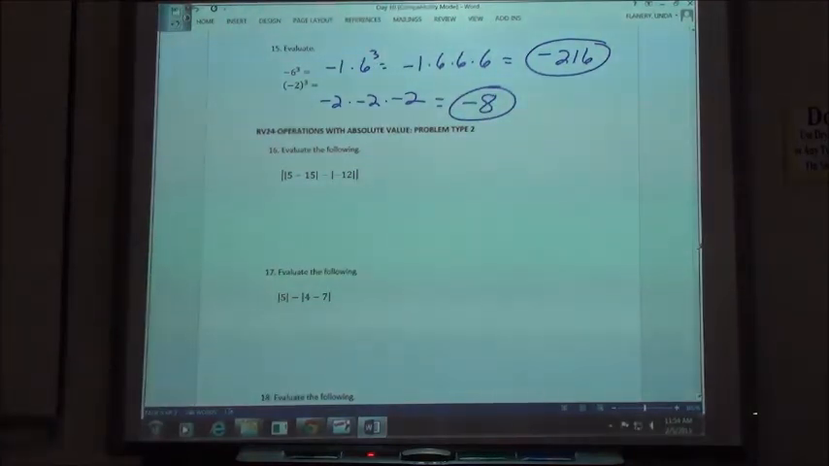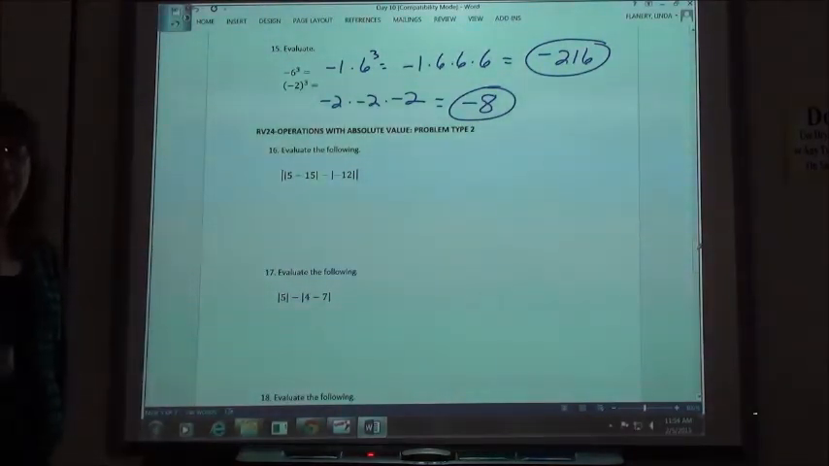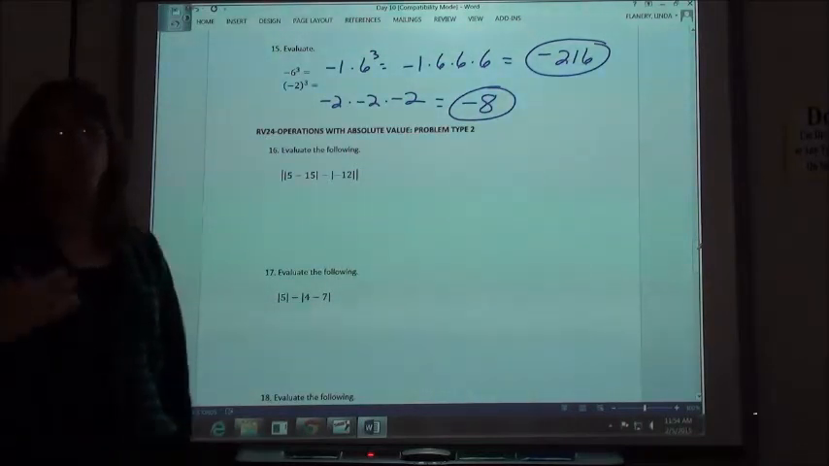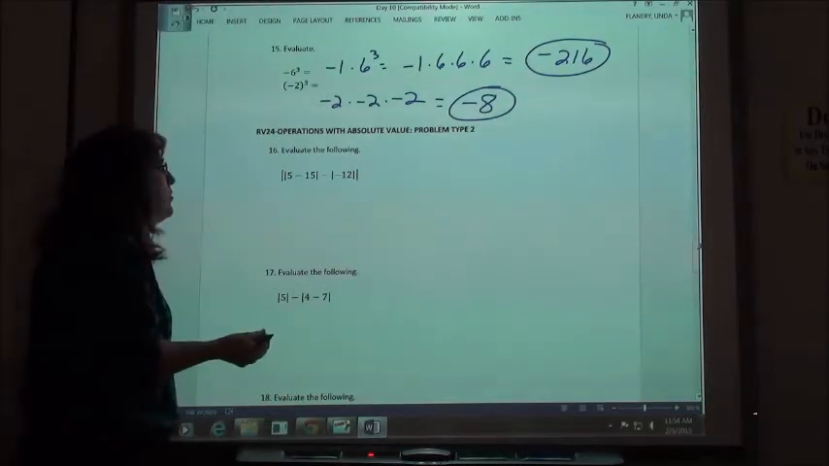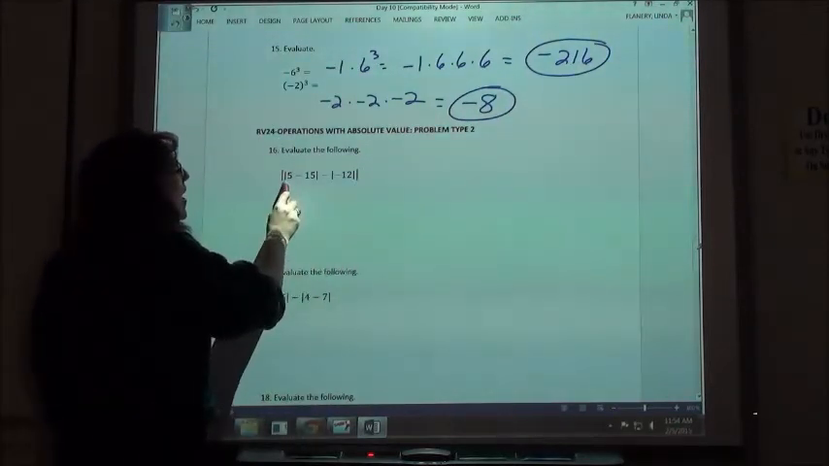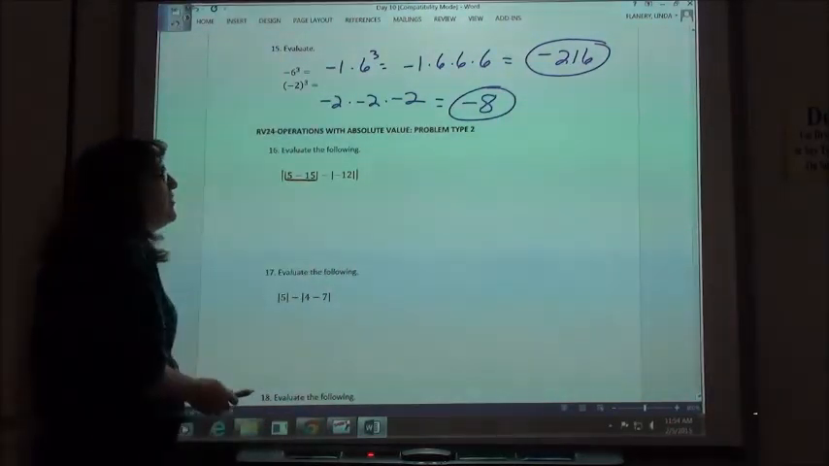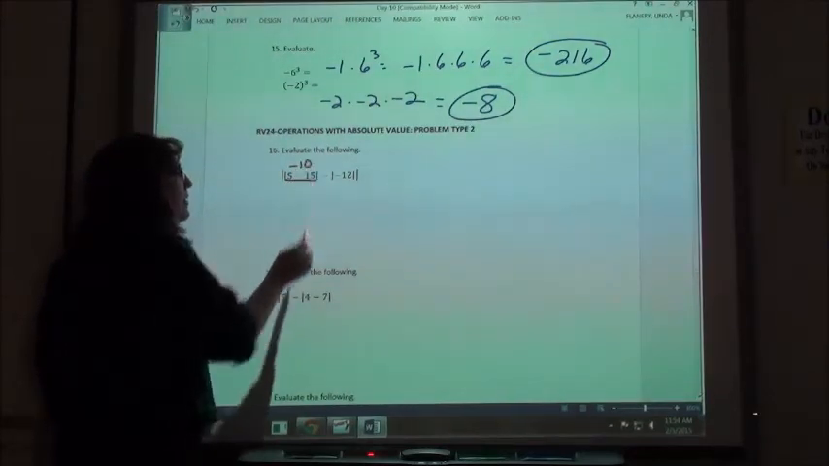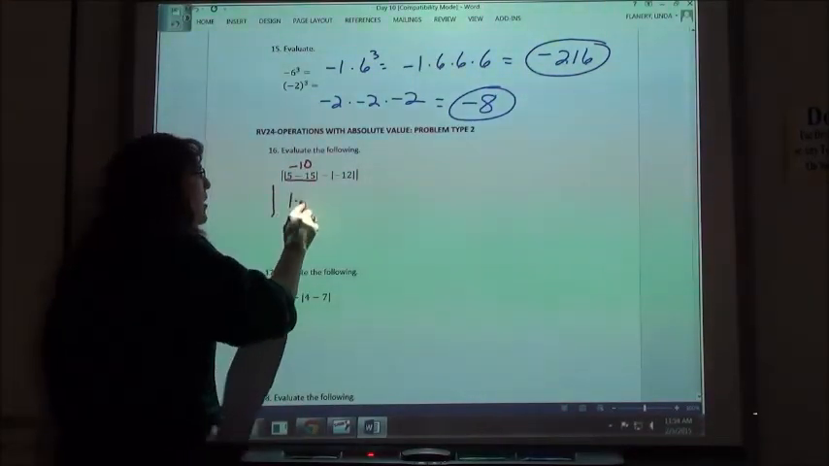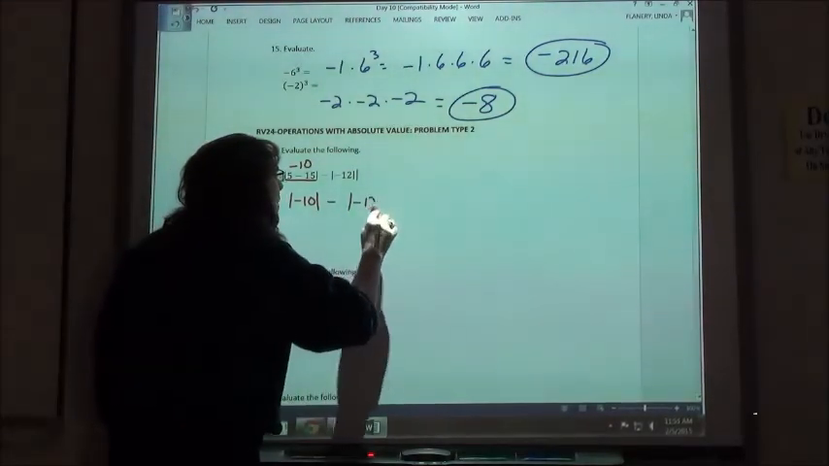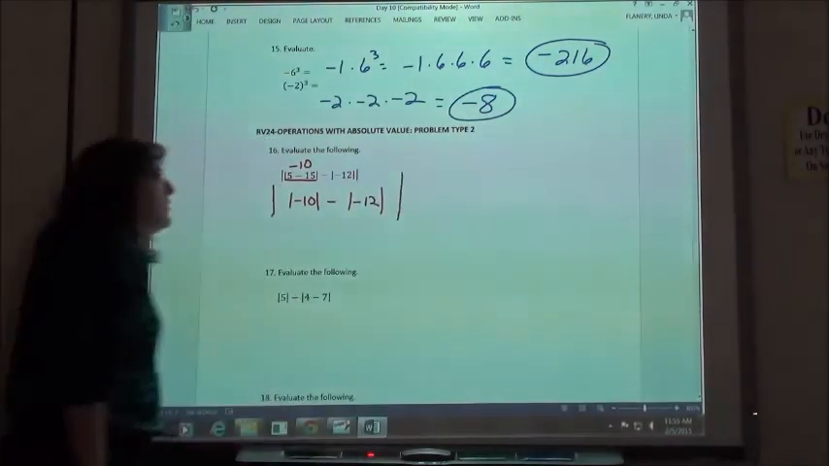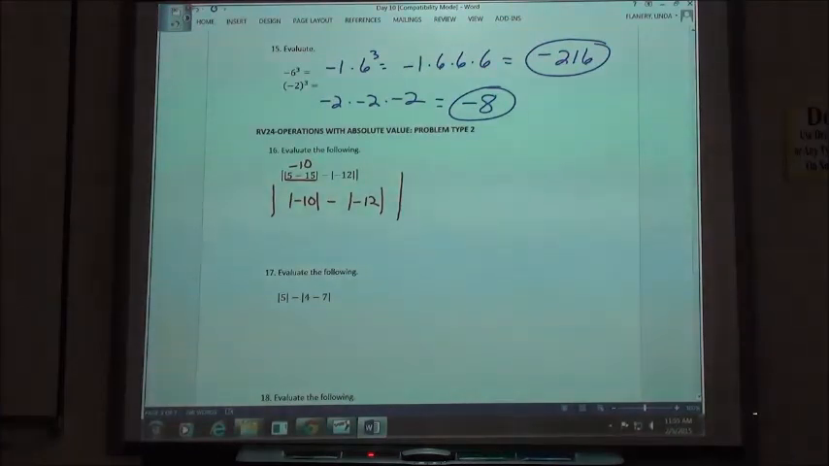Operations with absolute values. When I do absolute values, I have to simplify inside the absolute value so that there's only one number in the absolute value before I remove the absolute values. So in this case, I have to do 5 minus 15 first, which is negative 10. So I have the absolute value of the absolute value of negative 10 minus the absolute value of negative 12, all in the big set of absolute value signs.